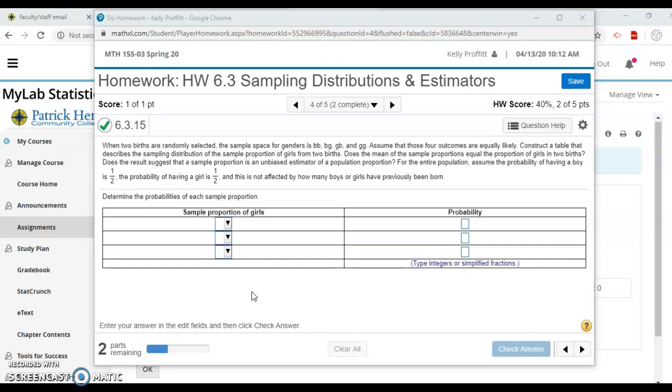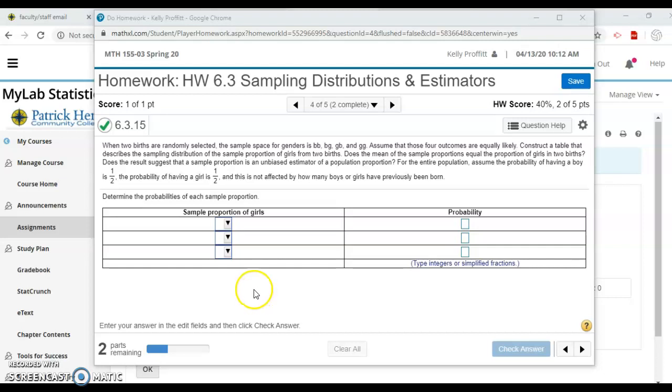Does the mean of the sample proportions equal the proportion of girls in 2 births? Does the result suggest that a sample proportion is an unbiased estimator of a population proportion? For the entire population, assume the probability of having a boy is 1/2 and the probability of having a girl is 1/2, and this is not affected by how many boys or girls have previously been born.